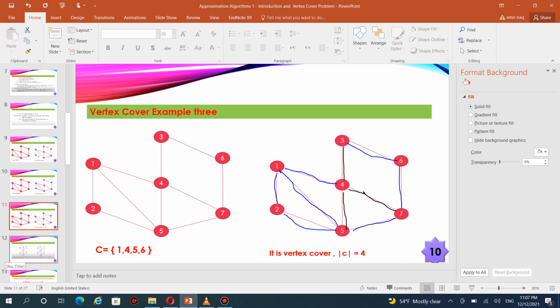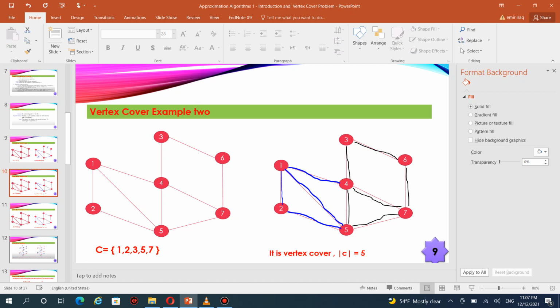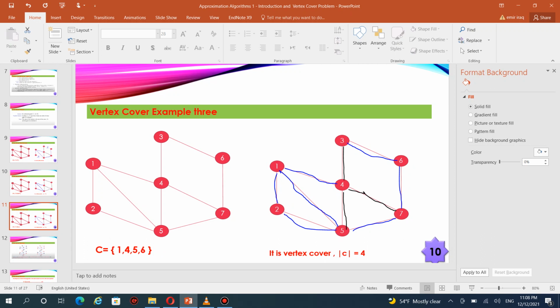In the next slide, we will see another example. This is less than the previous example, which was a bound of 5. Maybe the bound for C is 4 only. So we'll select 1, 4, 5, 6.